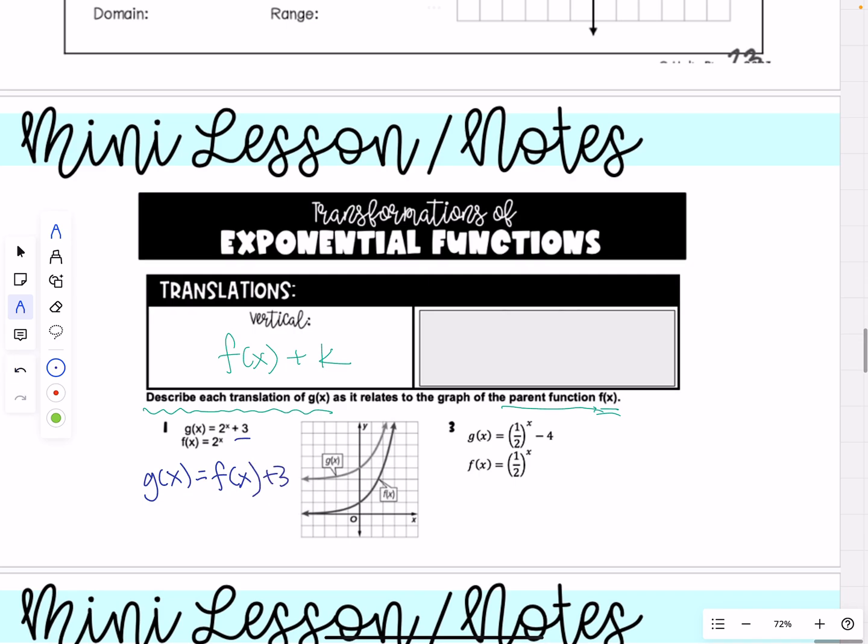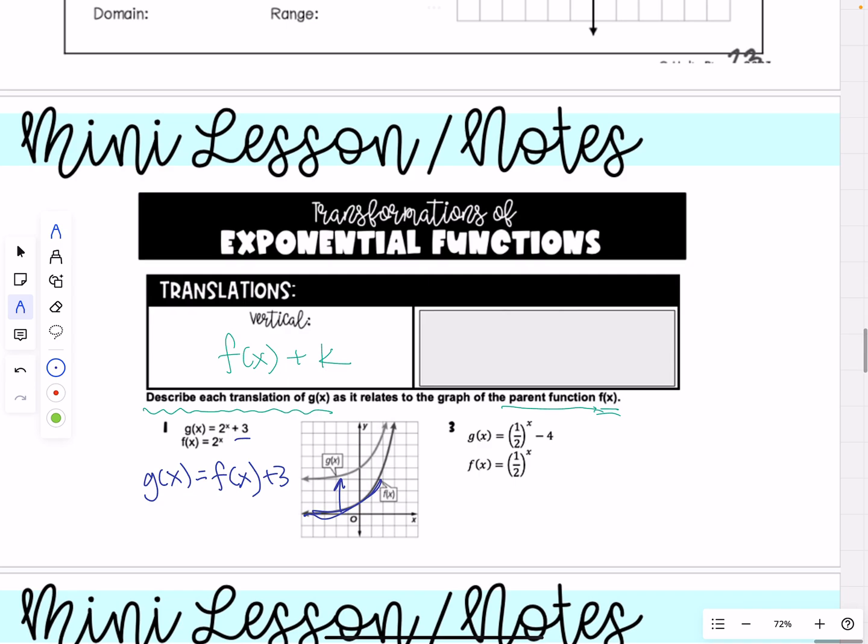Okay, and with this illustration here, we can see that g of x is, here's our f of x function here, and g of x is just shifted everything up 3 units. Okay, so understanding this kind of notation is also very helpful.